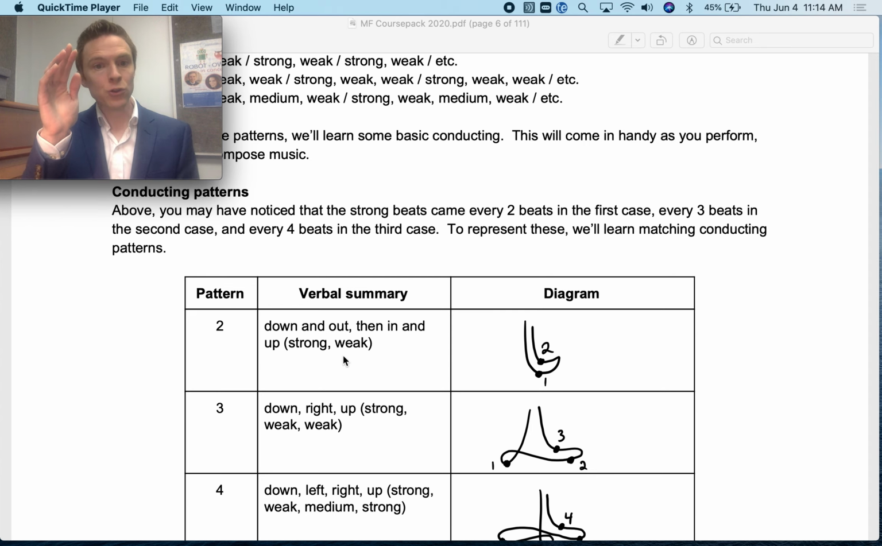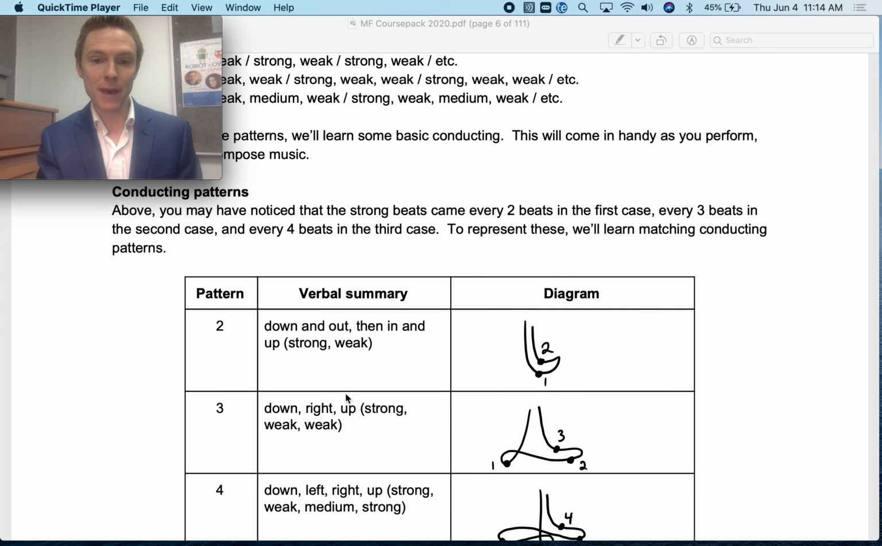So in slow motion, I'm going down and a little bit out relative to my body, and then for 2, I'm going in a little bit and mostly going up. So 1, 2, 1, 2. And you can do this with your hand in any orientation. You could even have a pencil or something. So that's your 2 pattern.